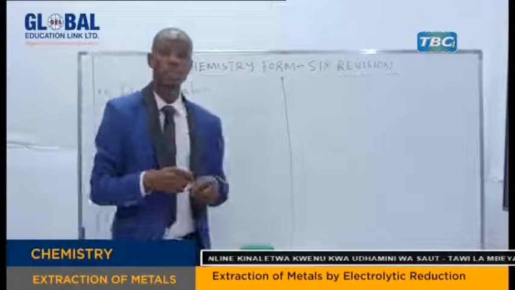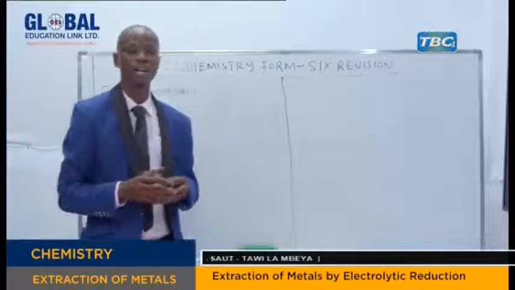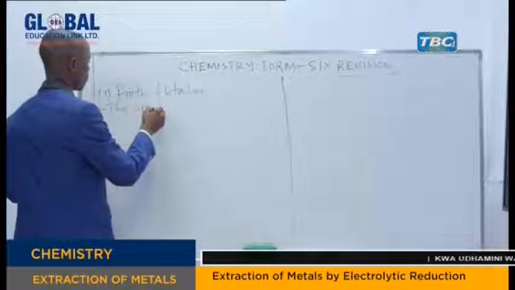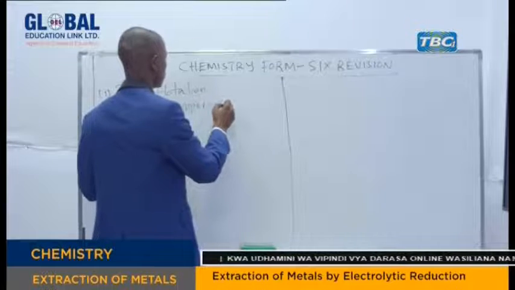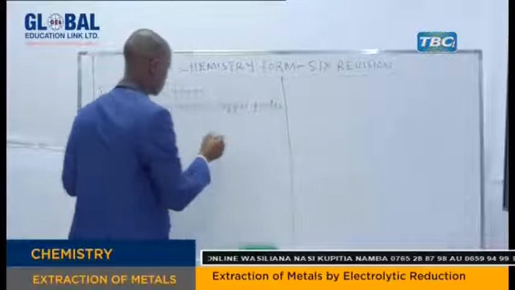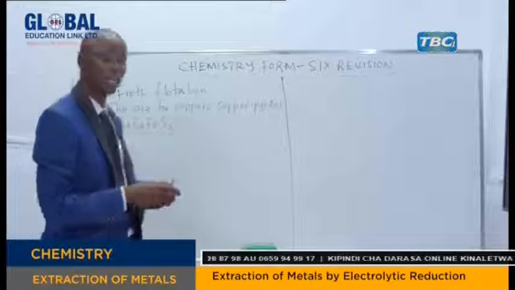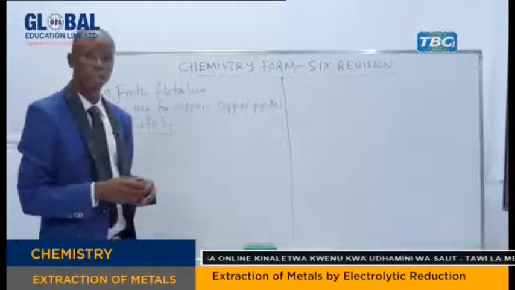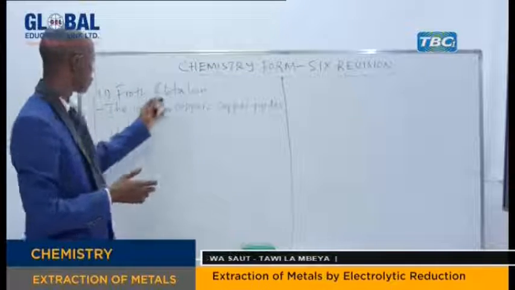When you go to this step, it is important first to know the ore from which we can extract copper on a large scale. The ore for copper is copper pyrites. This is the ore that we can use to extract copper on a large scale. Now, this ore can be contaminated with other impurities. So to remove the impurities from this ore, we use froth flotation.